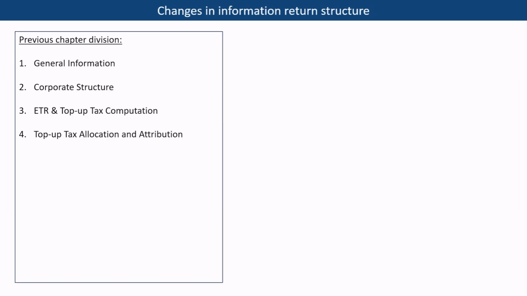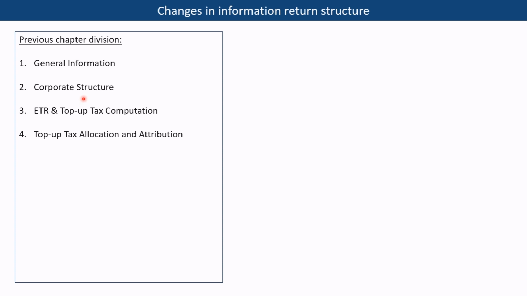If we look at the previous chapter division, you can see you had the general information where you very briefly talked about who's filing, etc. Then you talked about the corporate structure, mentioning all the individual entities and the jurisdictions that they are in, etc. Then you came to the ETR and the top-up tax computation, and finally you did the top-up tax allocation and attribution.